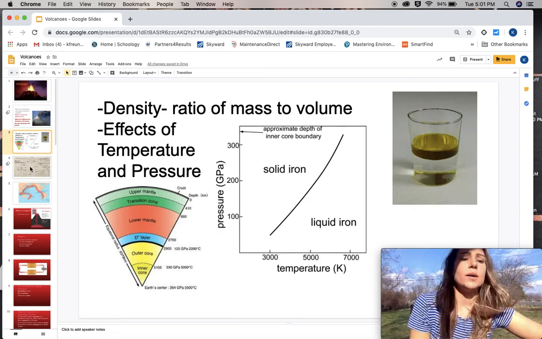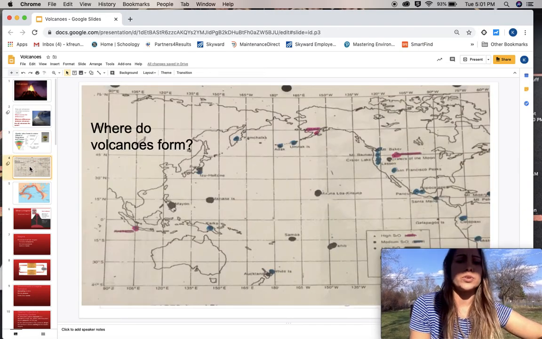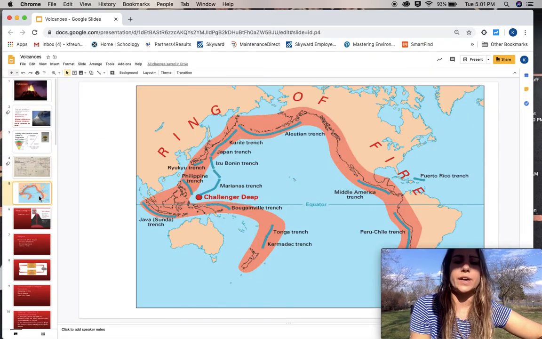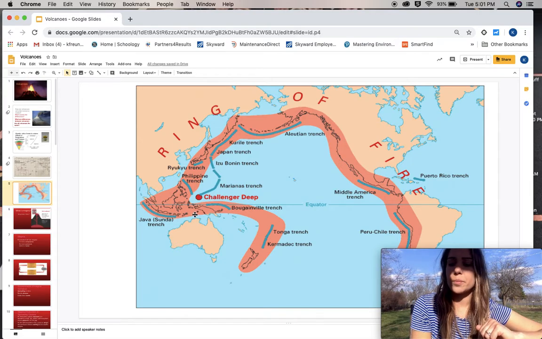So, where do we find volcanoes? Where do they form? If you remember the Ring of Fire, that is a hotspot for volcanoes because of the plate tectonics that is happening there. So plates are moving, and that's going to create a lot of volcanoes in that area. We'll talk a little bit more about that later.